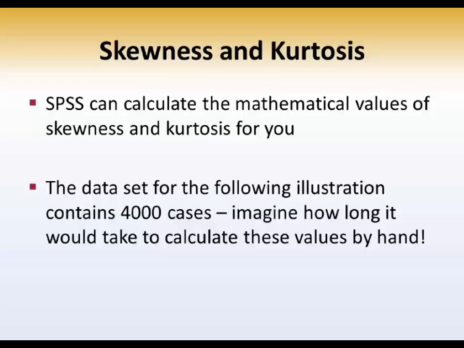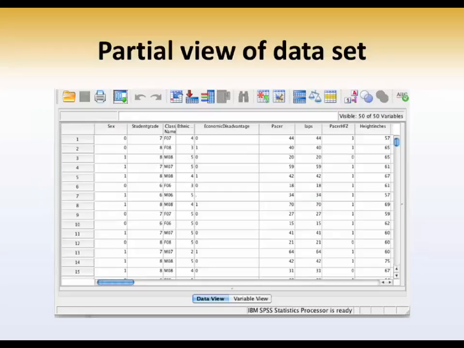The data set we're going to use for this illustration contains 4,000 cases. If you calculated skewness and kurtosis by hand, it would take you quite a while. Here's a partial view of the data set. Notice we're in data view. We have 4,000 cases. These are middle school students who have completed the fitnessgram testing.